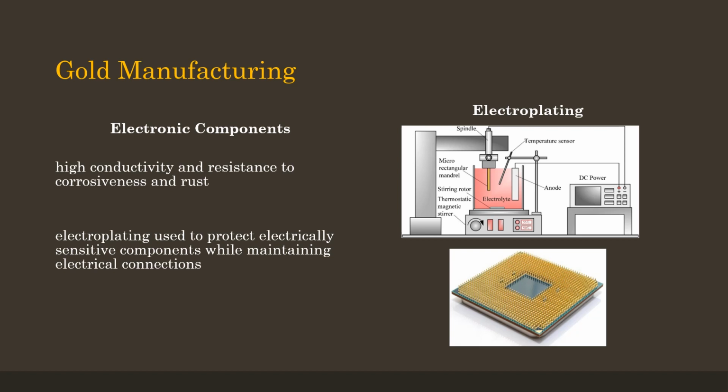Similarly to how primer can help paint adhere to certain surfaces, a base layer of nickel plating is used to improve the bonding of gold plating, or to prevent certain metals from reacting to gold, such as copper. This base layer or strike layer is also helpful in prolonging the durability of the gold electroplating.